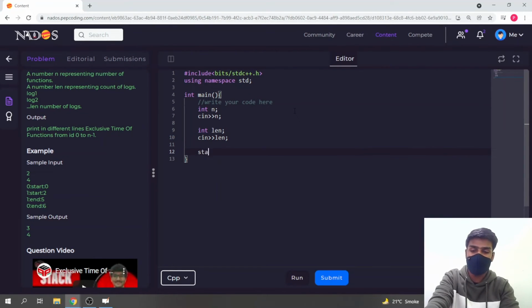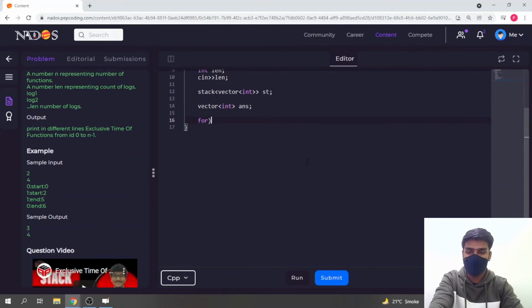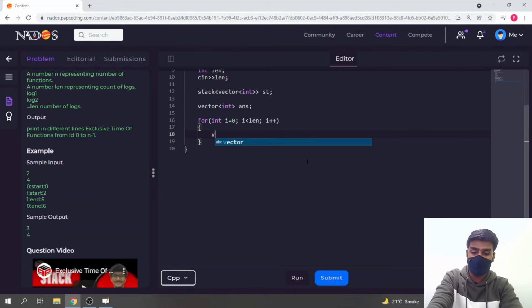Then I have to create a stack of vector type, because we are keeping the vector values inside the stack. I also have to create a vector for the answer. Now I will run a for loop from 0 till length, with plus plus.